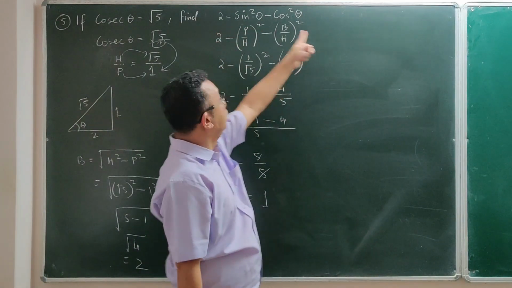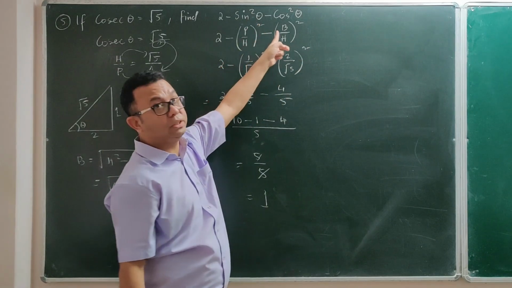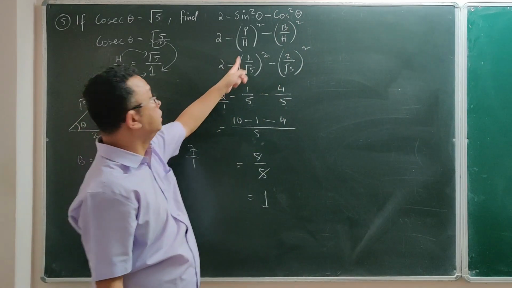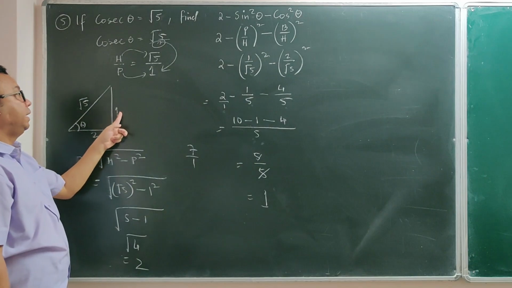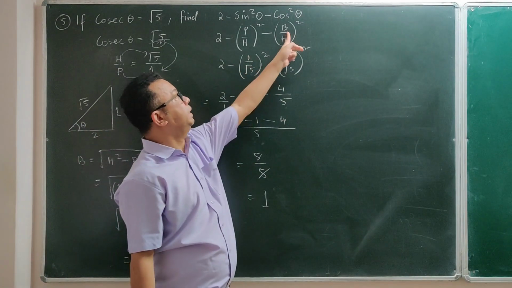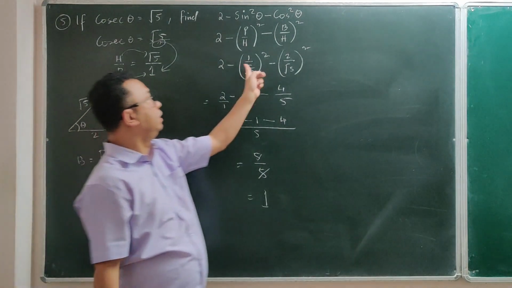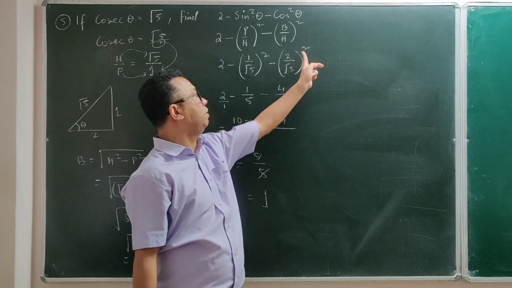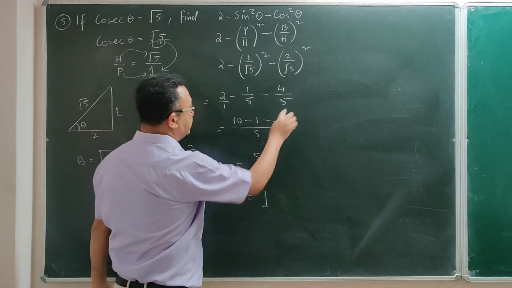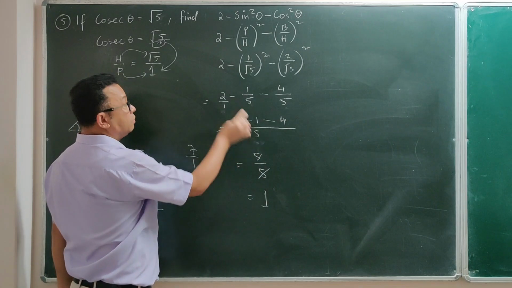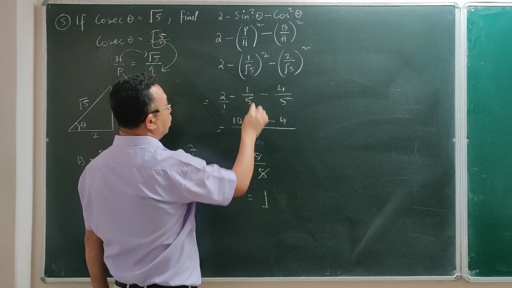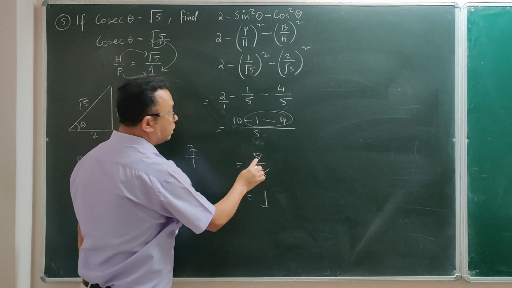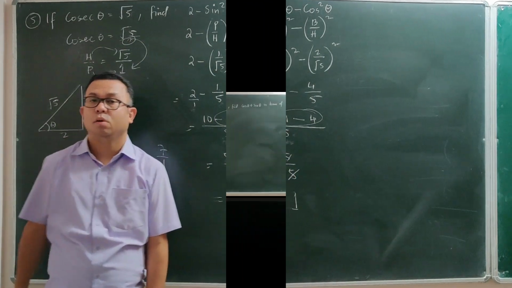Then as you solve this, the formula of sine is p by s, then the square, and cos, base by hypotenuse, we are also squaring it. 2 minus perpendicular, which here is 1, and hypotenuse is root 5. So 1 by root 5 whole square, base is 2 and hypotenuse is root 5, whole square. 1 square is 1, root 5 into root 5 is 5. Same way 2 square is 4, root 5 into root 5 is 5. Taking 5 as the LCM, 5 goes into 2 ten times, so 10. 5 goes 1 time, 1 into 1 is 1, 5 goes 1 time, 1 into 4 is 4. Minus 1 and minus 4 is minus 5, 10 minus 5 is 5. So 5 by 5 is going to give you 1.